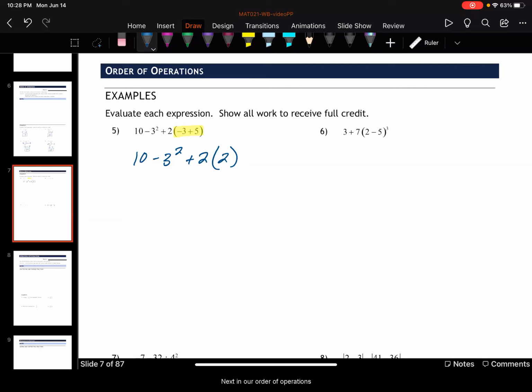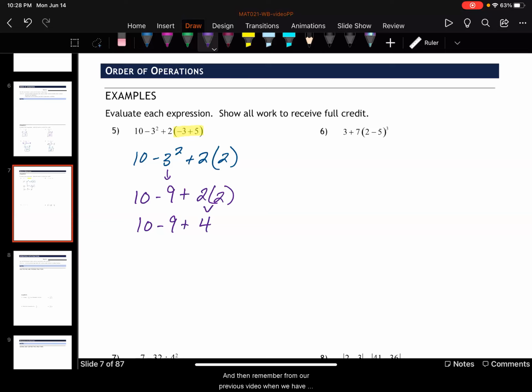Next in our order of operations, we would need to do our exponent. So that would give me 10 minus 9 plus 2 times 2. Next in our order of operations would be multiplication, which would be 2 times 2. So 10 minus 9 plus 4.